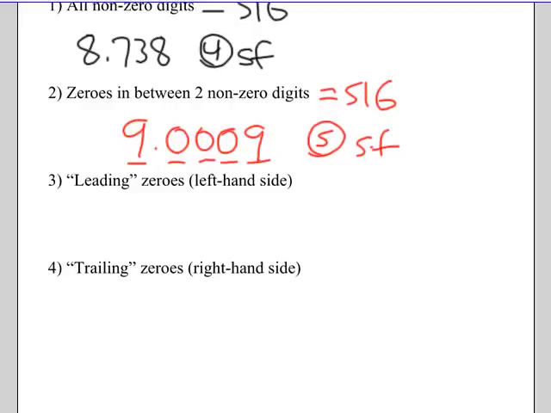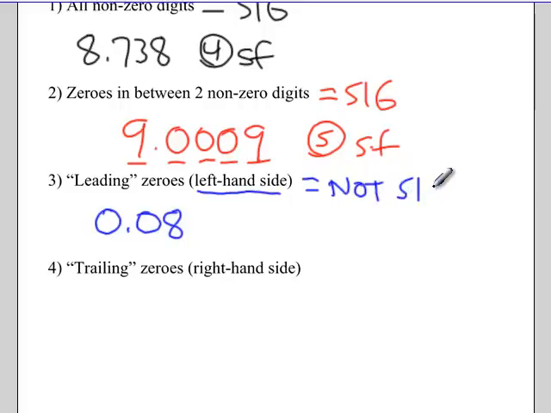It's when a zero is either at the left side or the right side of a number that gives us a little more trouble. A leading zero is a zero on the left-hand side of a number. So as an example, the number 0.08. This has 2 leading zeros. Leading zeros tell us about the size, the magnitude of the number, but they are not significant. So in the number 0.08, the only significant digit we have is the 8, so that's 1 sig fig.